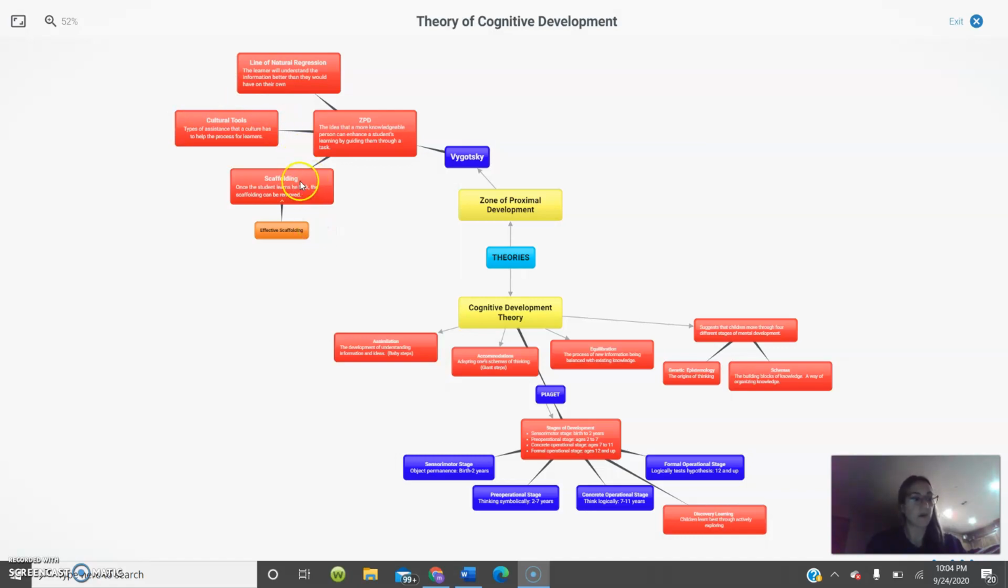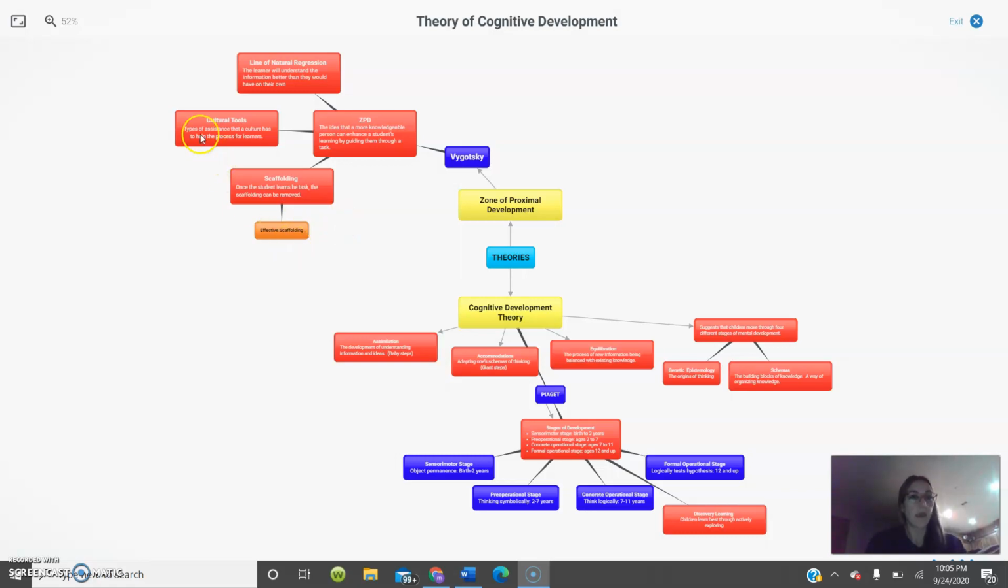Scaffolding, this is where Vygotsky never actually used this term in his writing, but it did come up from someone else. And once the student, with the benefit of support, masters the task, the support can then be moved, and the student will then be able to complete the task on their own. So he didn't come up with the actual term, but this is what his definition of it was, of the meaning.